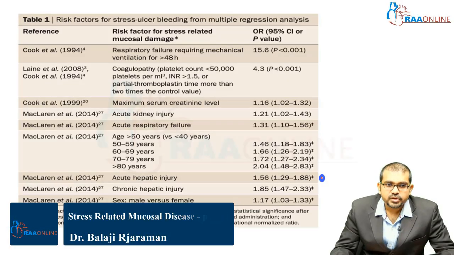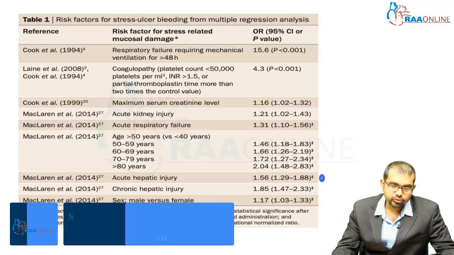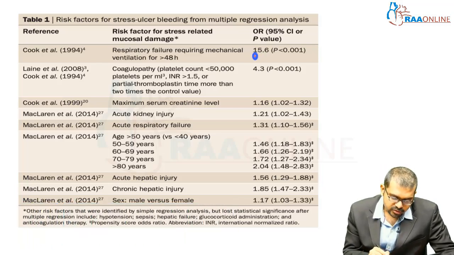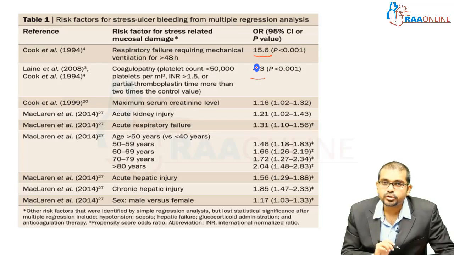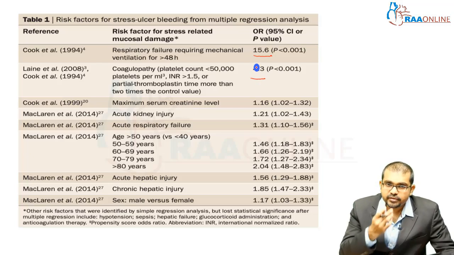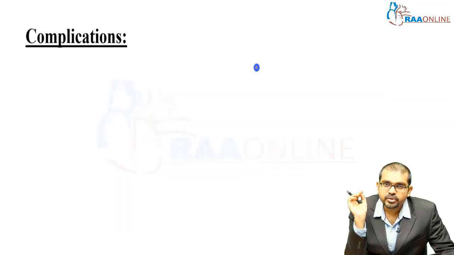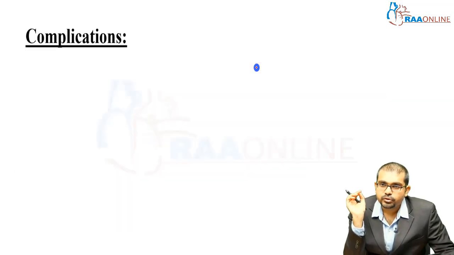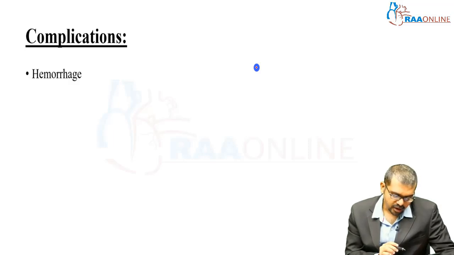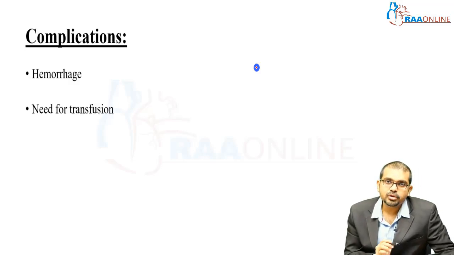So these are certain risk factors as defined by various literature and their odds ratio as well. You can see that the odds ratio is highest for the presence of invasive mechanical ventilation and coagulopathy. Complications we have seen in the initial slides. The complications are mainly hemorrhage, need for transfusion. Very rarely it can cause perforation.